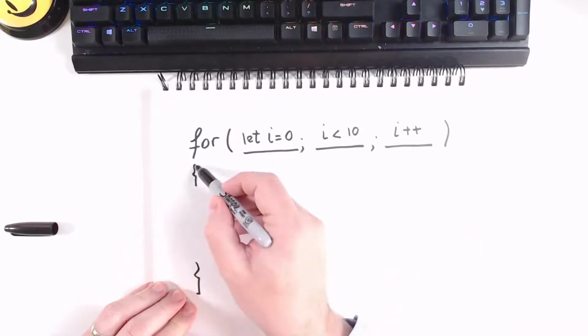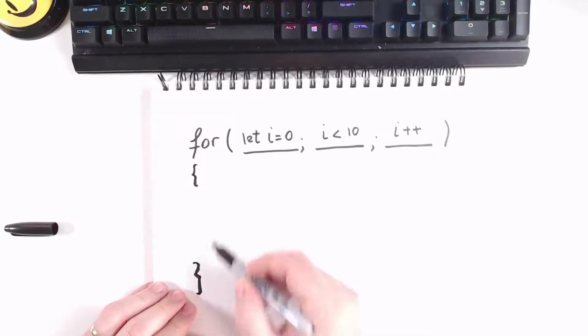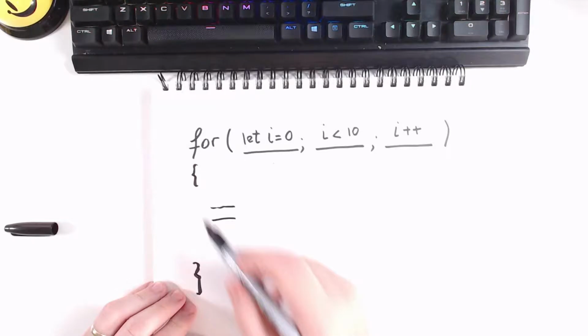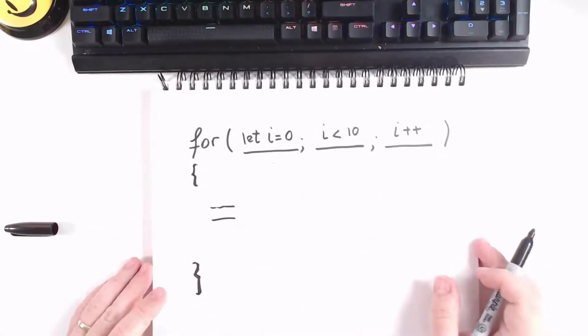We also learned about code blocks last time. Between these curly brackets we can place one or multiple instructions, and having them placed in a code block allows the for construct to repeat this code block together. So these instructions will repeat together.